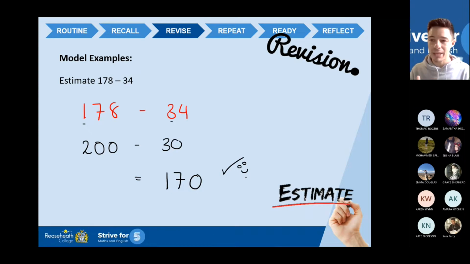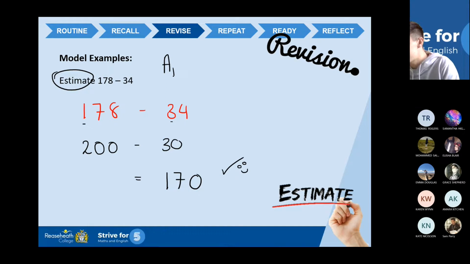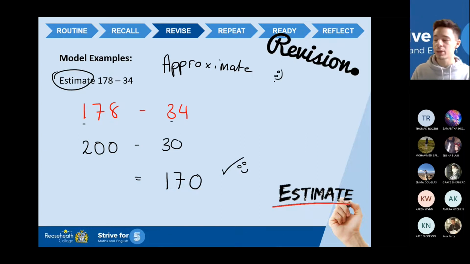Now, when we estimate, we're making the numbers nicer, and we should get a nice answer. We shouldn't get anything specific, so it often ends in a 0. That's a good sign. So a key word here is estimate or approximate. Those two words mean make them nicer, and really, you should be thinking, oh, good, I can make these numbers nicer. It should be making your life easier.